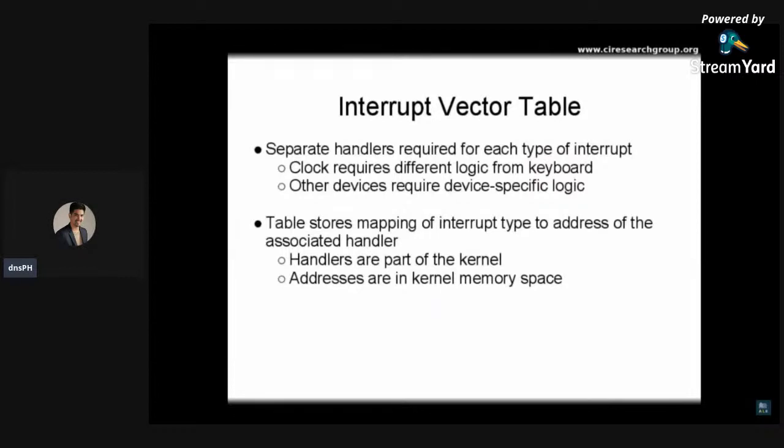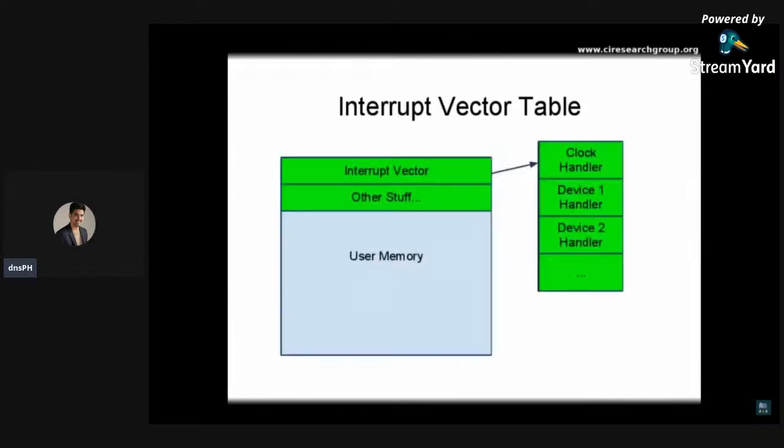The clock requires different logic from the keyboard, for example. Other devices, such as a webcam attached to your computer, need different logic in order to process messages from them. So we have different interrupt handlers for each of these different devices. The table simply stores the addresses of each handler. In our monolithic kernel case, the handlers are part of the kernel and mapped into kernel memory space. The interrupt vector table consists of a list of the addresses of these kernel handlers, and is conceptually mapped into both kernel memory and user memory so that it can be accessed quickly.